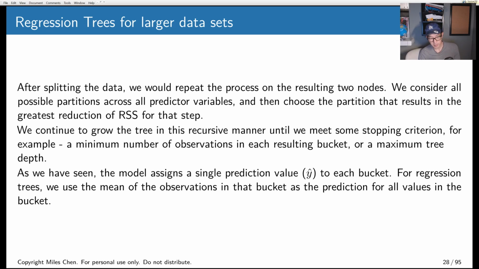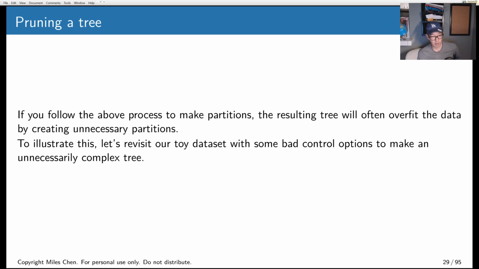Then for whatever observations you have in that final node, you predict a single y value, generally the mean of that bucket, and you predict that value for all of the observations that fit in that bucket.